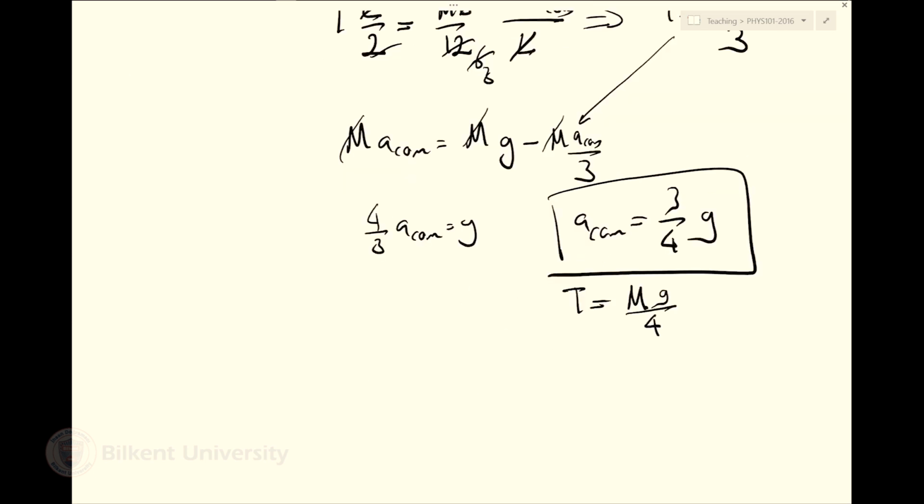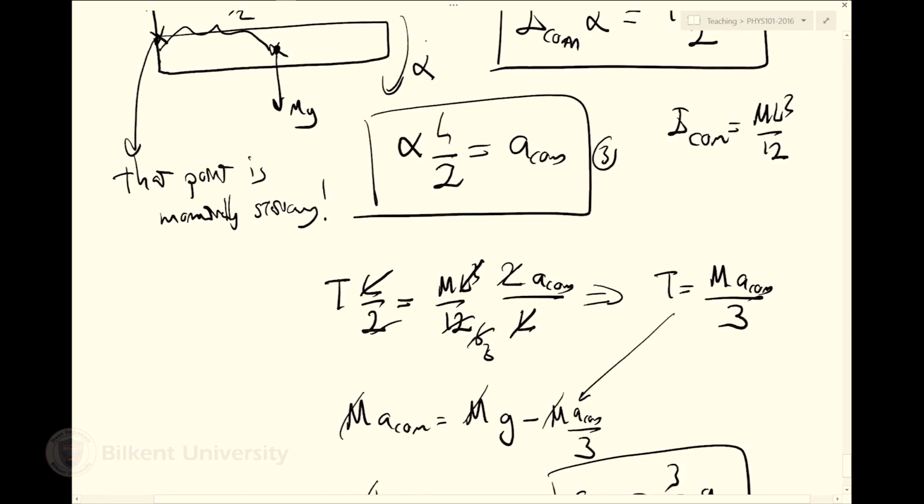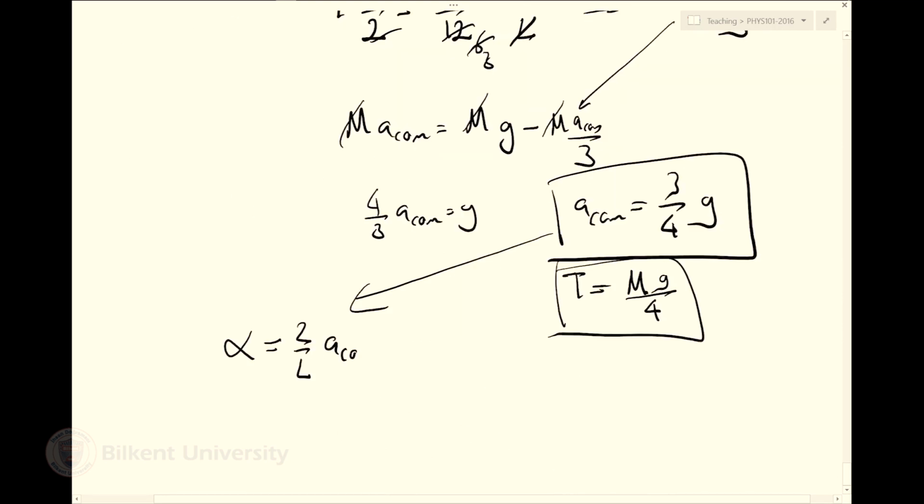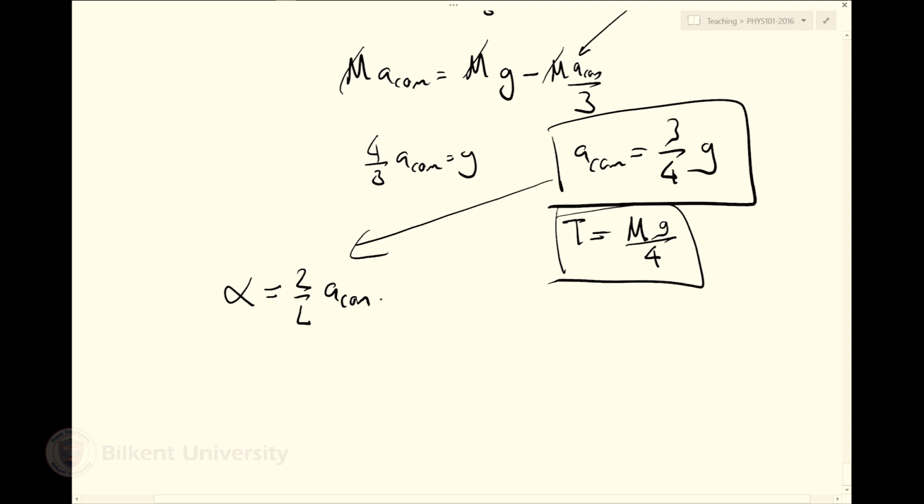So as you can see, it has changed actually. I found a center of mass. I can also find alpha. Alpha is 2 over L times a center of mass. So it's going to be 3 over 2 g over L.